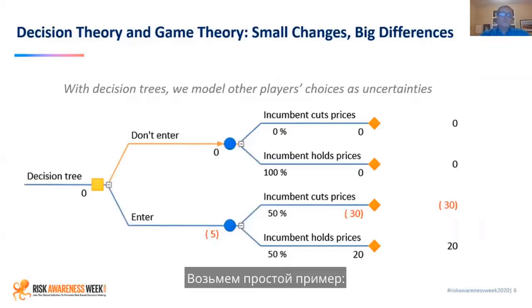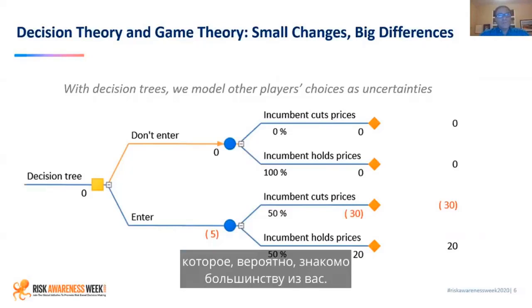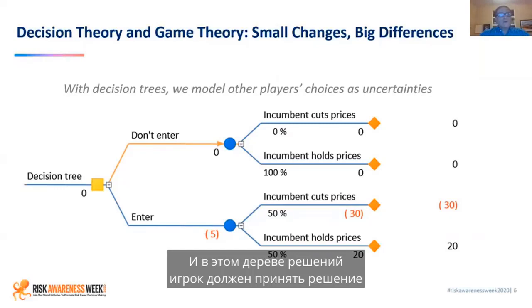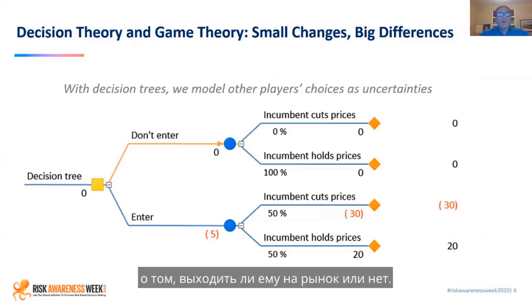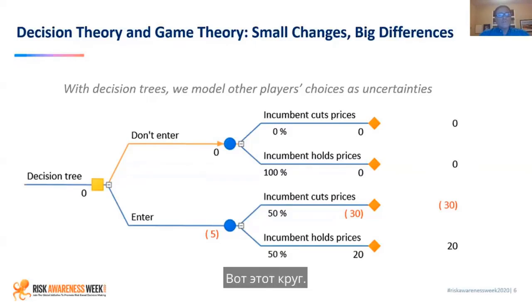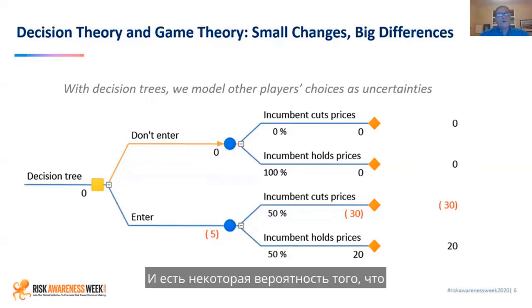Think about this simple example. Here we have a decision tree, which probably most of you are familiar with. These are used, of course, in decision analysis quite often. In this decision tree, a player has a decision to make about whether to enter a market or not. Now, the incumbent then has to choose whether to cut or hold prices, but you'll notice that there is a chance event node, a circle there, and there's some probability about whether the incumbent will cut or hold prices.